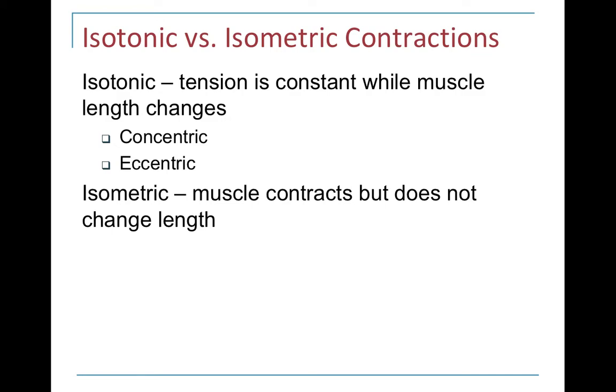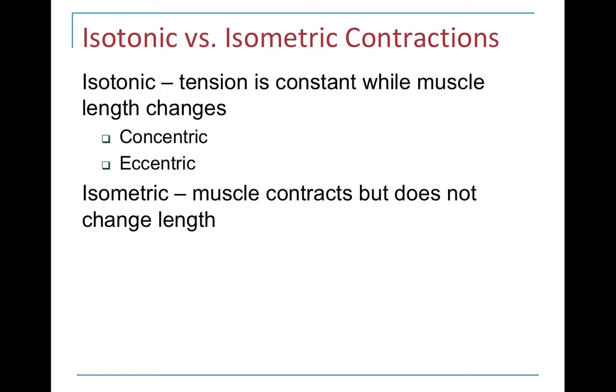We have isotonic and isometric contractions. So iso will always mean same. And so here we will either be talking about the tension or the muscle length. So isotonic refers to the same tension where the muscle length will change, and isometric refers to the same length but a change in tension because we're contracting the muscle.